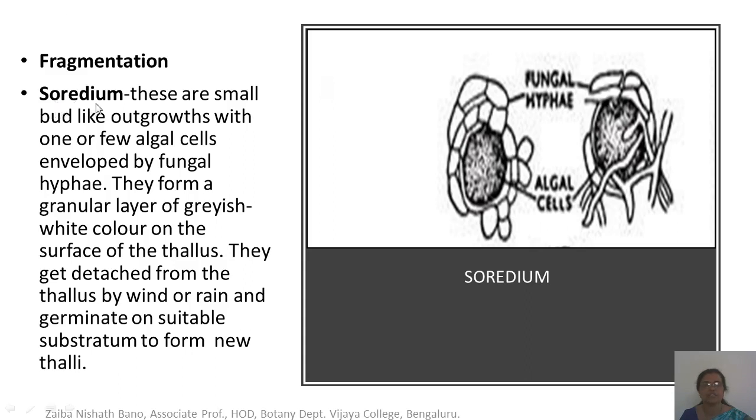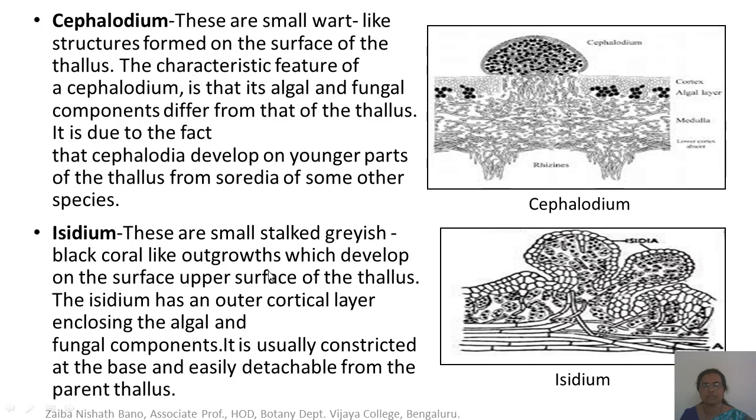Next type of asexual reproduction is by the formation of soredia. Soredium is singular, soredia is plural. These soredia are small bud-like outgrowths with one or few algal cells. You can see here, there is just one algal cell and some fungal hyphae. So this whole structure is a soredium. They form a granular layer of greyish-white color on the surface of the thallus. They get detached by the action of wind or rain, and on getting a suitable substratum, they form a new thallus. So this is how the lichens reproduce by the formation of soredia.